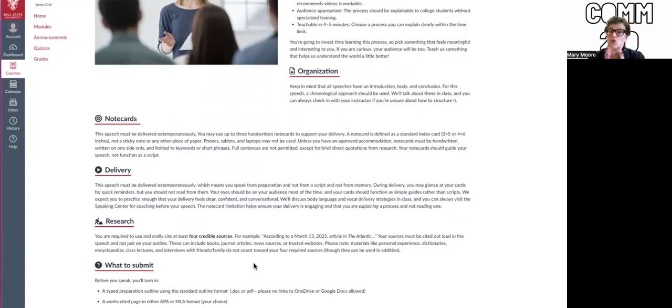We also will collect your note card. You are allowed to use 3 note cards for this speech. Those note cards have to be handwritten, and they need to actually be a note card.